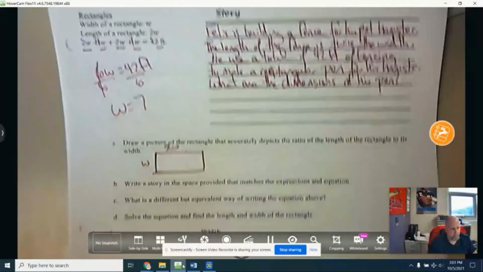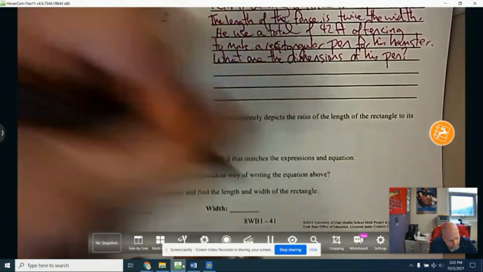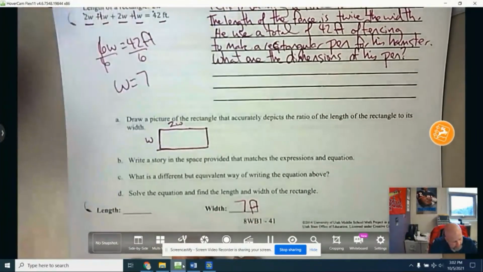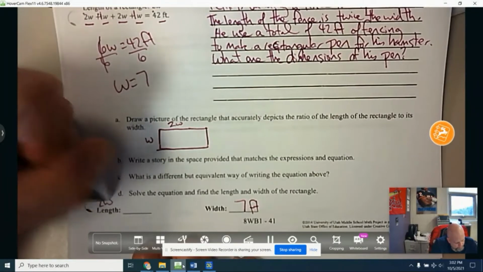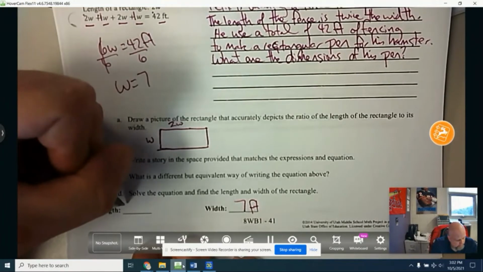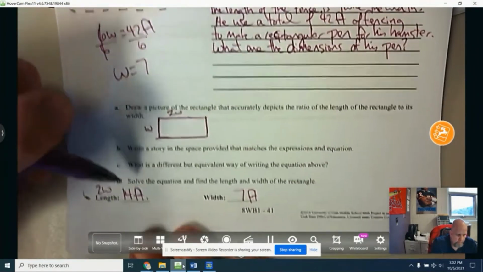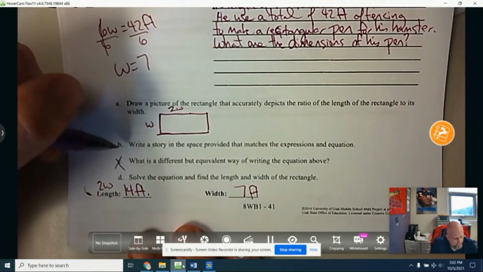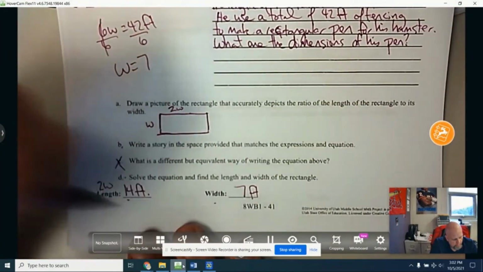Okay, so that means down below when I start filling this in, W stood for the width. Okay, so the width is 7, and I got to put a label on that. It's going to be 7 feet. Now my length was 2 times W. And if W is 7, that's 2 times 7. So that's 14 feet. And we're not really worried about C. So we wrote a story, we solved it, and we have our dimensions of our rectangle.